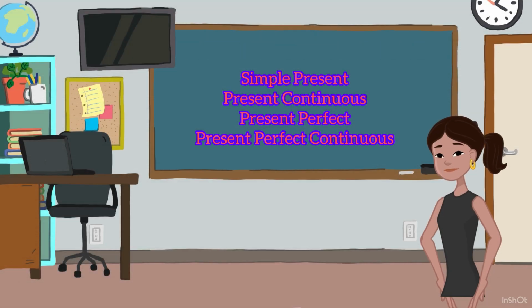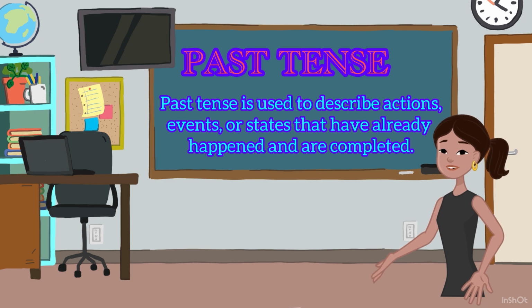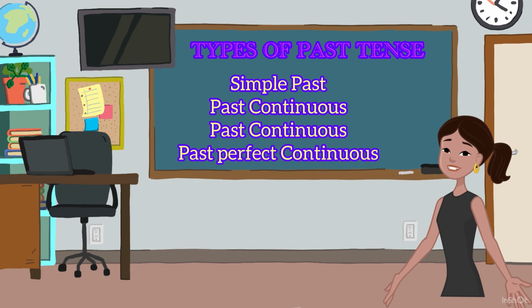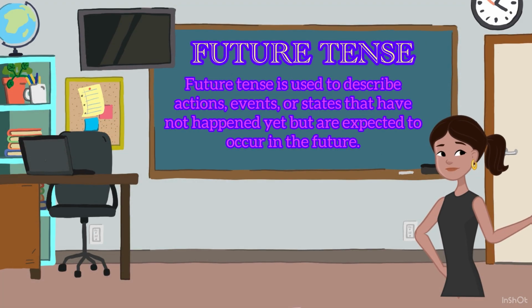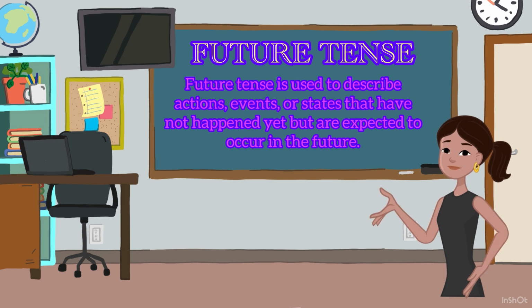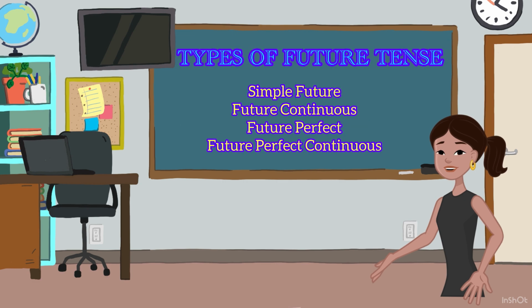Now, the second type is past tense, which is used to describe an action, event, or state of being that has already happened and is completed. And here are the four types under past tense. And the last type is future tense, that is used to describe an action, event, or state that will occur after the present moment. And here are the four subtypes under future tense.